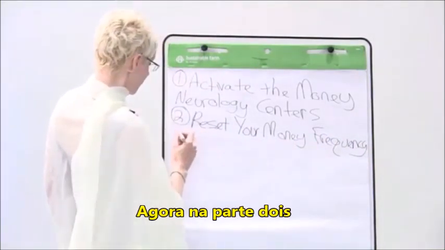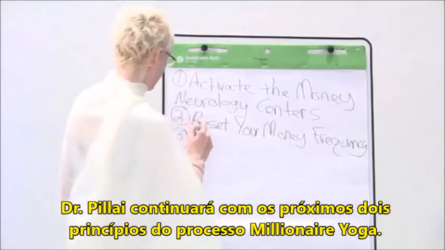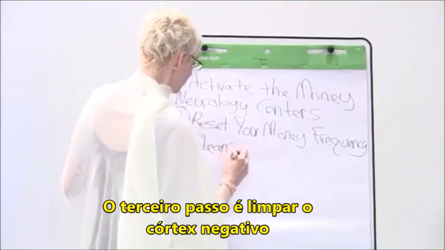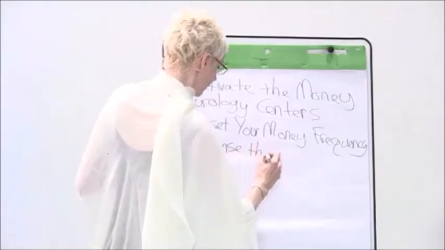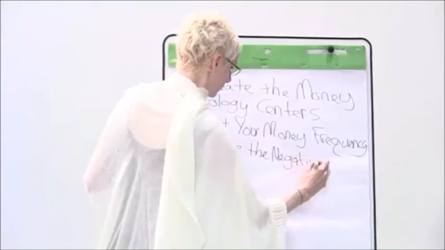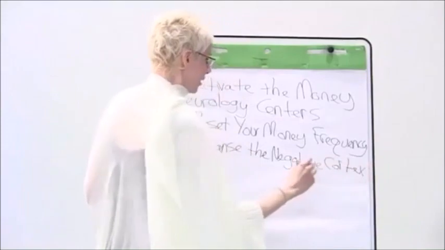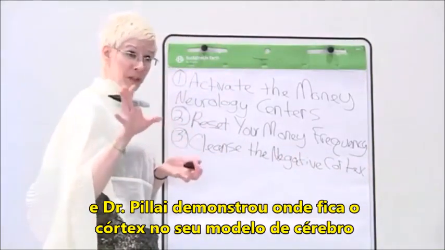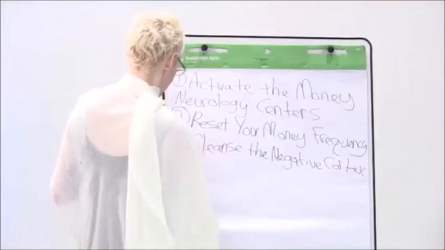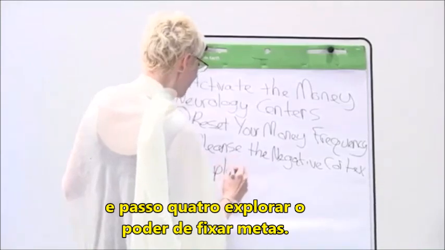Now in part 2, Dr. Pillai is going to move on to the next 2 principles in the Millionaire Yoga process. The third step is to cleanse the negative cortex. And Dr. Pillai demonstrated where the cortex is on his brain model there. And step 4, explore the power of goal setting.